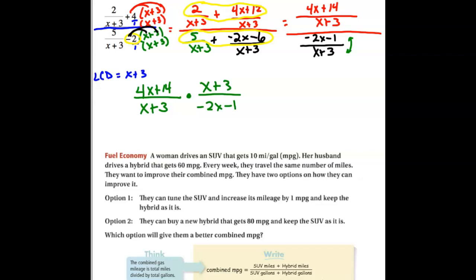Okay? Before we do any kind of reducing, let's think of this in factored form. We could factor a 2 out of this 4x plus 14. It would leave me 2x plus 7. So I'm going to think of it in those terms, just so I can look for common factors I can reduce out. In this case, it doesn't help me a whole lot because I don't have any factors that match either the 2 or the 2x plus 7. But I do have an x plus 3 here that I could reduce out. So my final answer is 2 times 2x plus 7, all divided by negative 2x minus 1.